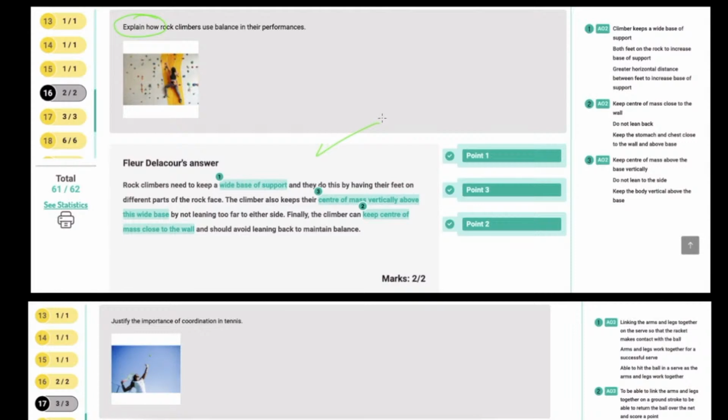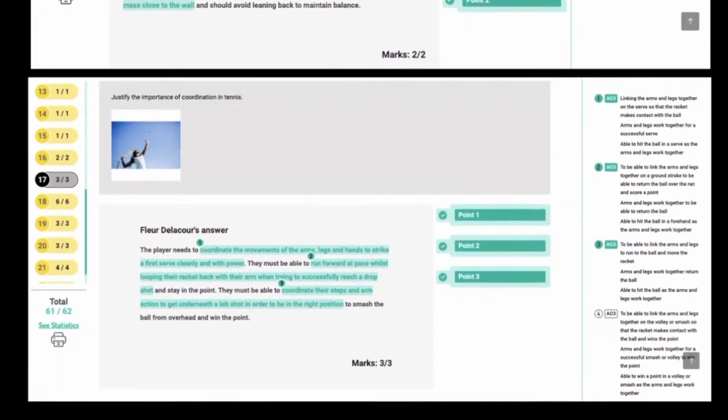So it's not just about learning a definition, it's also about understanding how different performers will use that notion in their performance. Now, justify is an AO3 skill. So let's be really clear here. An AO3 skill means we effectively have to go a bit further. We can't just say what, in this case, coordination is. We can't just apply it. We've got to say why it's impactful in tennis. So those examples are important.